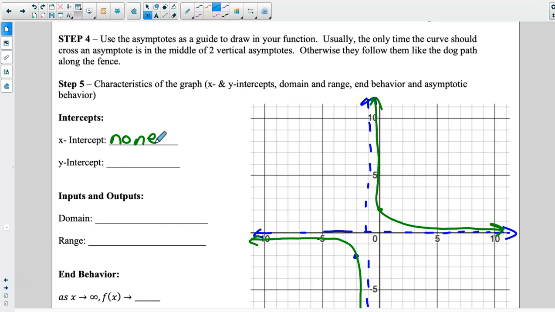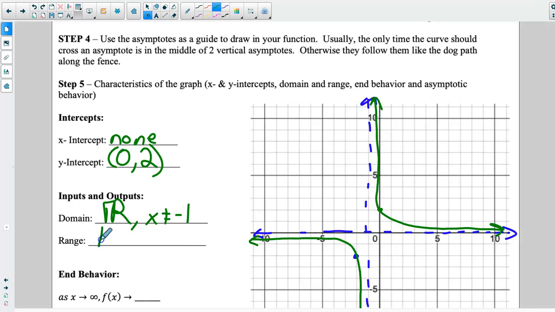Y-intercept, what is it? 0, 2. Nice. Domain. There are different ways of writing this. I like the lazy way of writing this. So I write it like this: all real numbers except x cannot equal -1. Guess what that is? That's your vertical asymptote. All I'm saying is x cannot exist where x cannot exist. It's kind of redundant, but we say x does not exist where your vertical asymptote is.